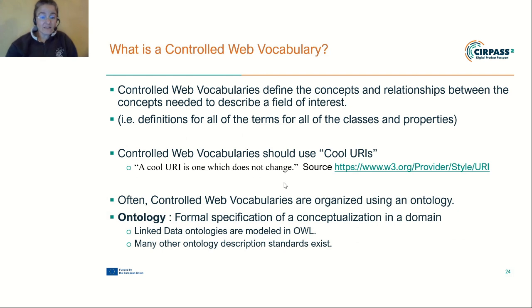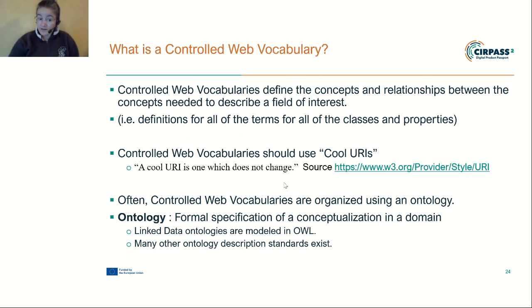It is common practice to use what is known as cool URIs to build controlled web vocabularies. And a cool URI is basically a URI which will not change, and it will not change for the next 100 years. So it really will not change. And the reason we need it to not change is that I don't know who or when this data will be used by whoever will get it. And when they do get it, they need to be able to access that definition.